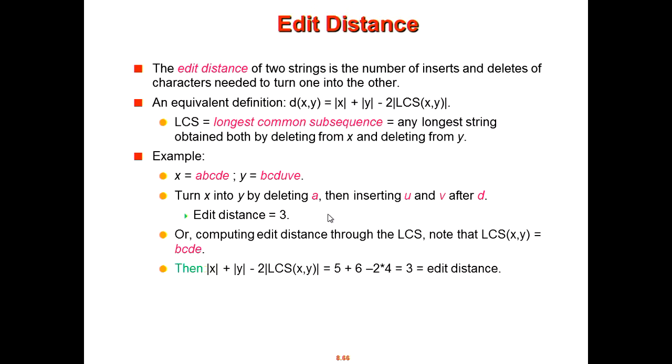You can also compute this edit distance by applying this equation, which uses the longest common subsequence. The longest common subsequence of the two strings x and y is b, c, d, e. It's b, c, d, e, right? So it's 4. So the result is 5 plus 6 minus 2 times 4, which is 3 as well, which is the edit distance for the two strings.